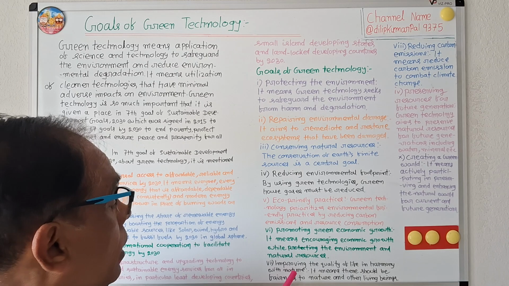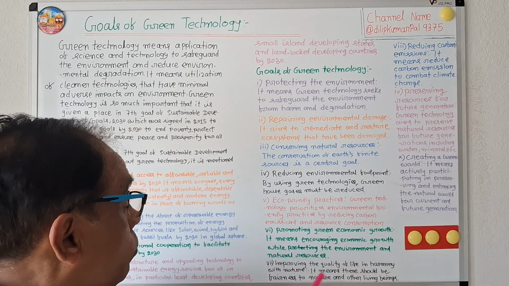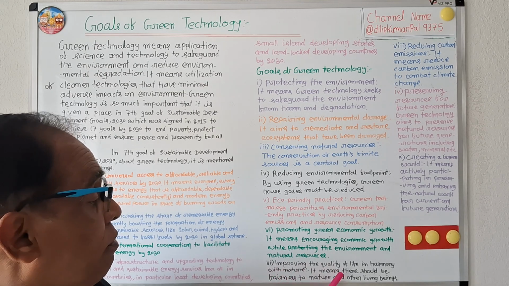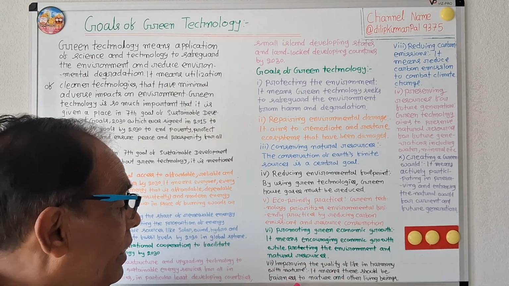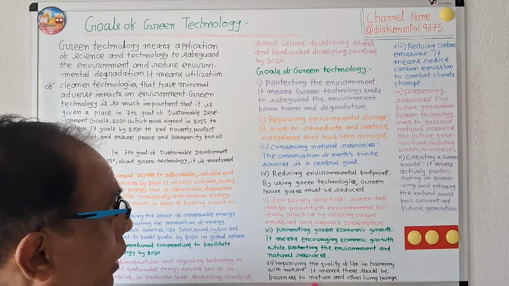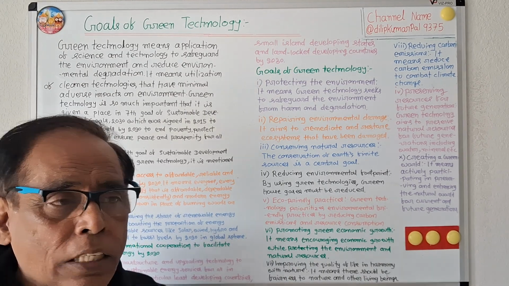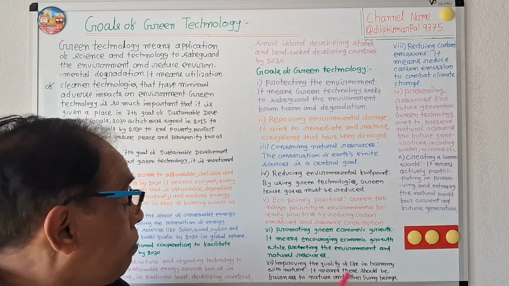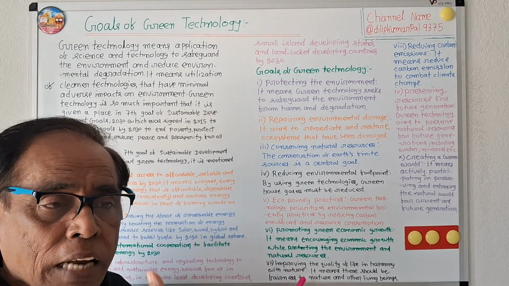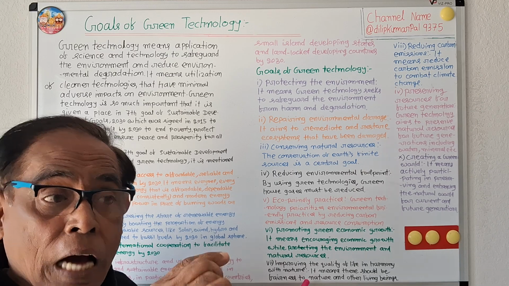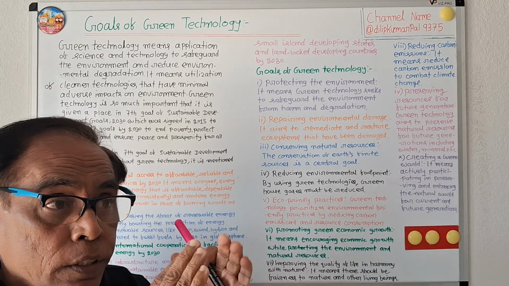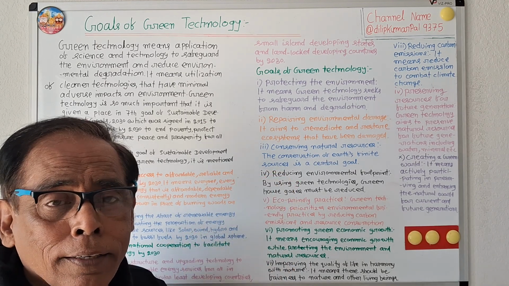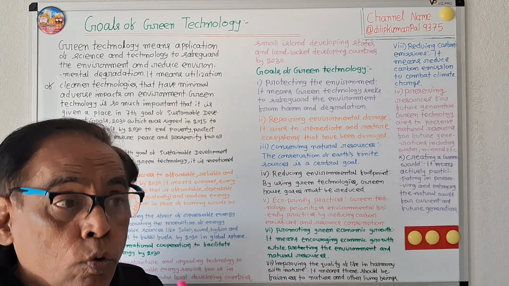Seven, improving the quality of life in harmony with nature. Another objective of green technology is improving the quality of life in harmony with nature. It means there should be fairness to nature and other living beings. Quality of life will be improved in harmony with nature, meaning there must be respect for the environment, nature, and other living beings.